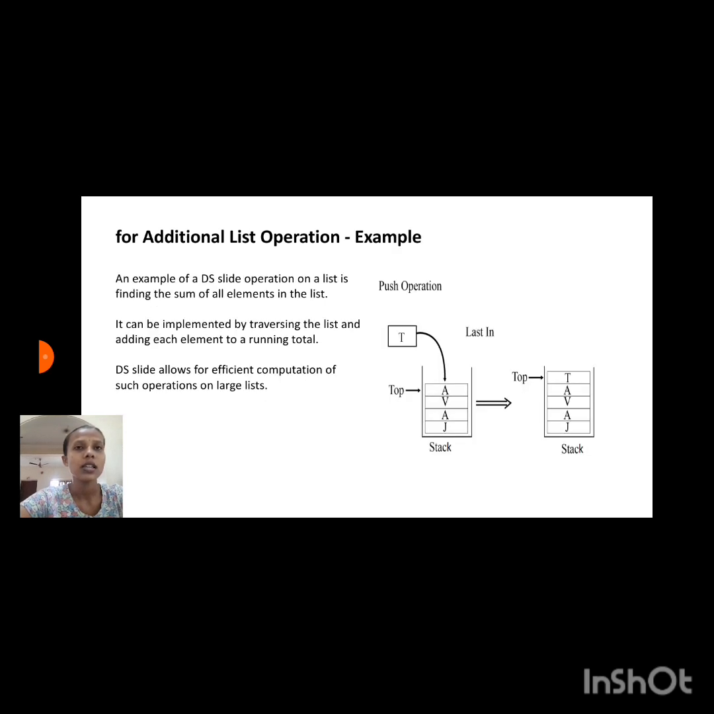For additional list operations, an example of an operation on a list is finding the sum of all elements in the list. It can be implemented by traversing the list and adding each element to a running total. This allows for efficient computation of such operations on large lists.